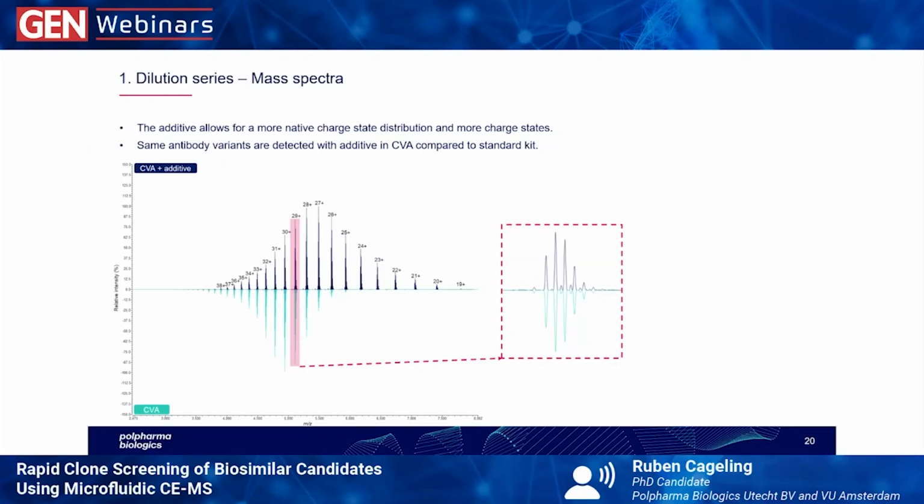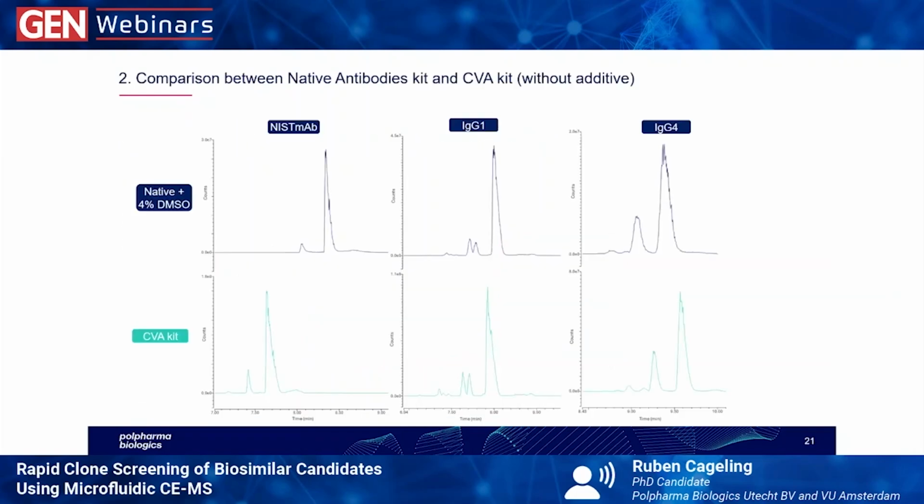So the additive really helps you if you have a different kind of mass spectrometer, and you can use a more native range in the charge state distribution. So then we compared the native antibodies kit with the CVA kit and without the additive in this case. And you see for both NISTmAb, the IgG1 and the IgG4, we got good results with both kits.